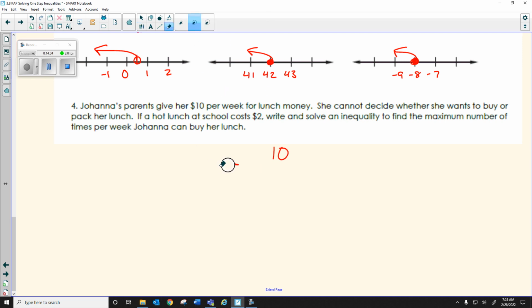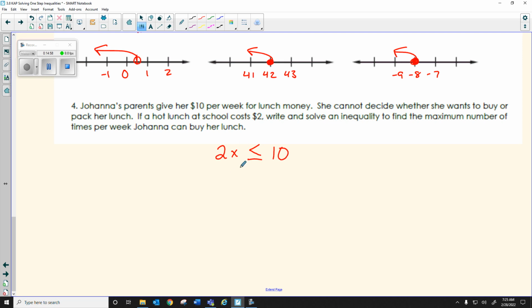Okay, so I'm going to ask myself, how do we calculate how much she spends? It's going to be $2 per lunch, so it's going to be 2 times however many lunches. X can be like the number of lunches she's buying. Okay, now we ask ourselves, can it be exactly $10? Yeah, of course it can, but we need to be less than or equal to 10. So that is me writing my inequality.